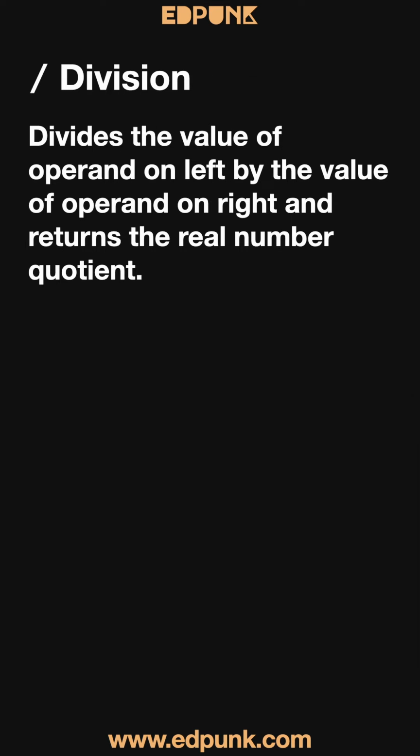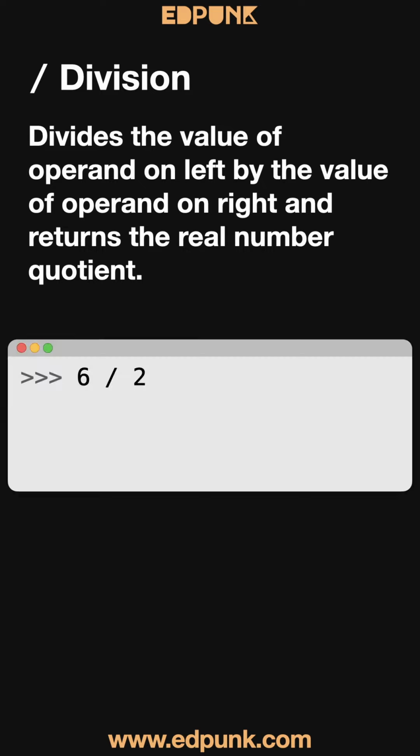The next operator is the division operator. It divides the value of operand on left by the value of operand on right and returns the real number quotient. For example, 6 divided by 2 returns the real number output 3.0. Similarly, 5 divided by 2 returns 2.5.